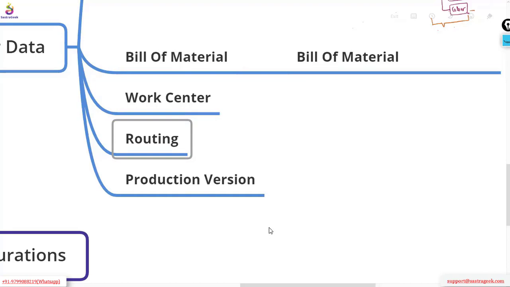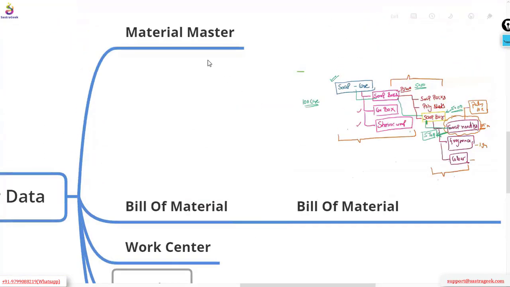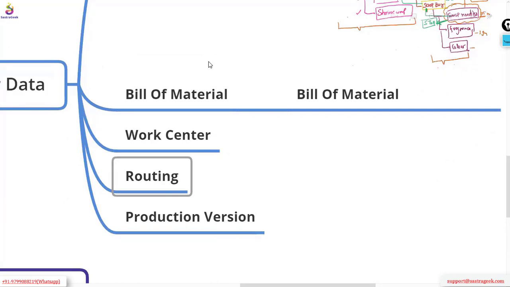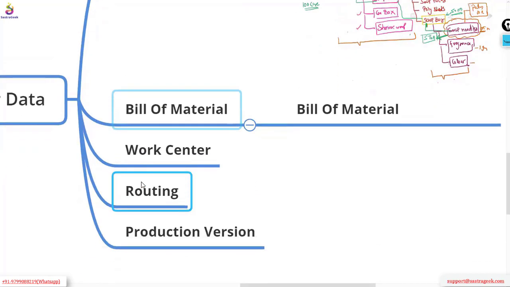The work center does not define which is finished, which is semi-finished, or which is raw material. The material master defines which are finished goods, which are semi-finished goods, and which are raw materials. It's not the work center. Okay, so these would be the key master data.